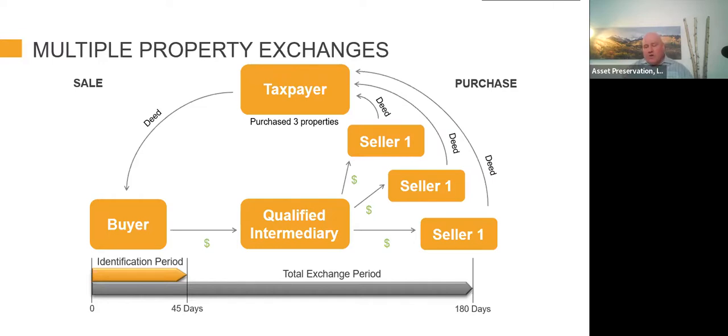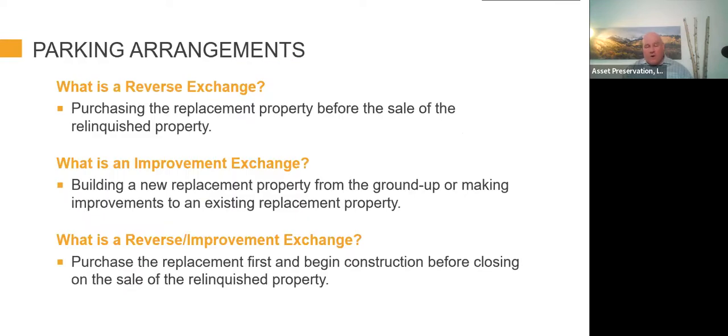Now, beyond the scope of today's class is something called parking arrangements. These are much more complex exchanges. You'll hear them called reverse or improvement exchanges typically. So a reverse is where we're going to buy the new property, replacement property, close on it, and then we have 180 days to sell the relinquished property.